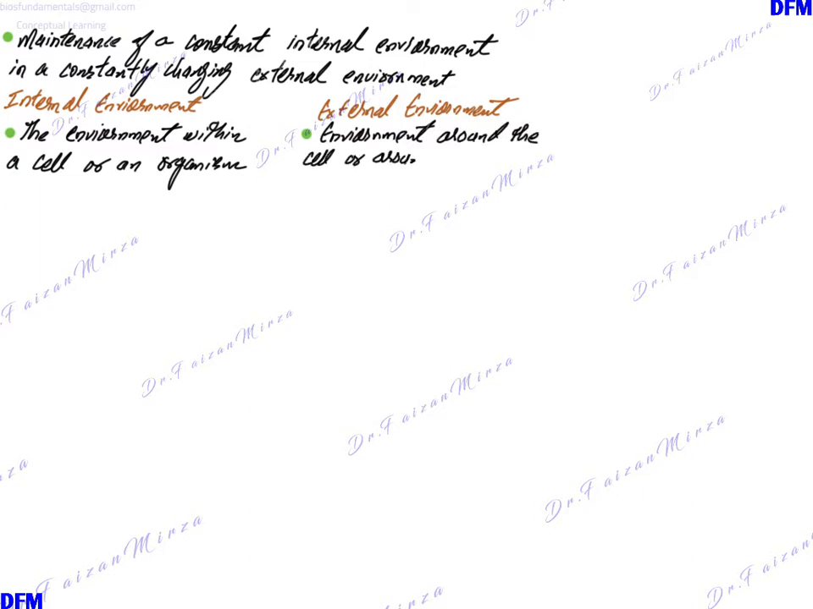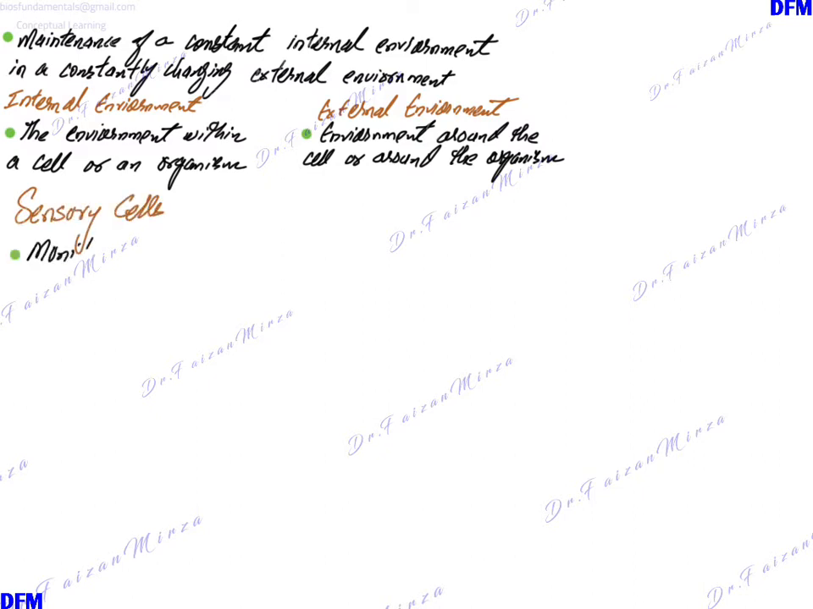The terms internal environment and external environment can be considered at two different levels. For instance, the term internal environment can be used to refer to the environment within a cell or in an organism. In a similar way, the external environment for a cell will be the environment around the cell, and for an organism, the environment around the organism will be its external environment.